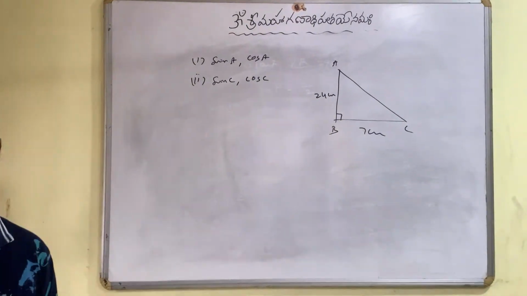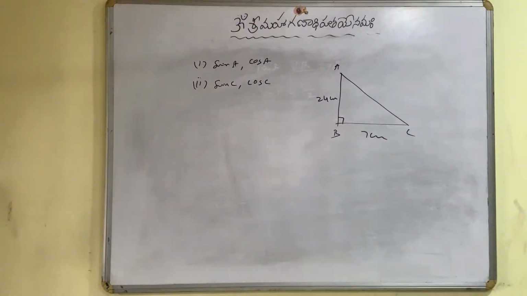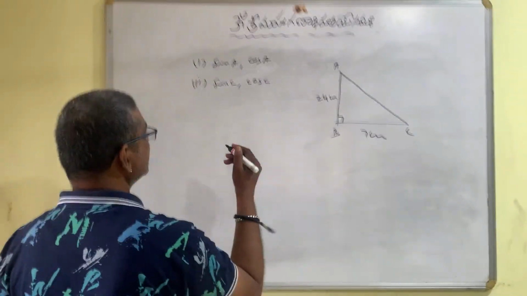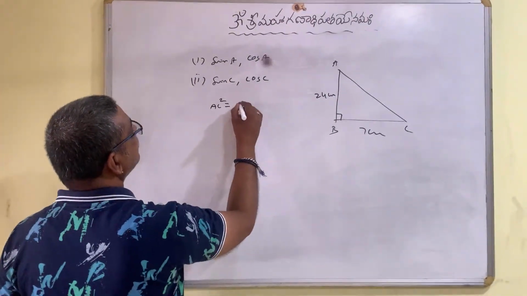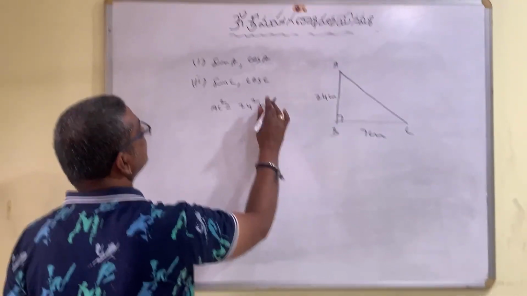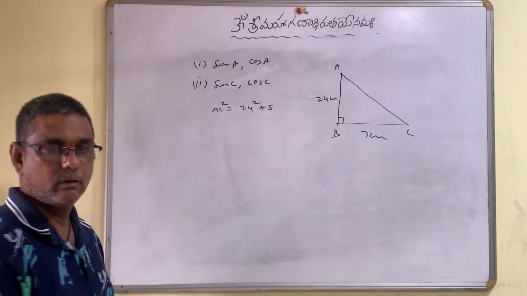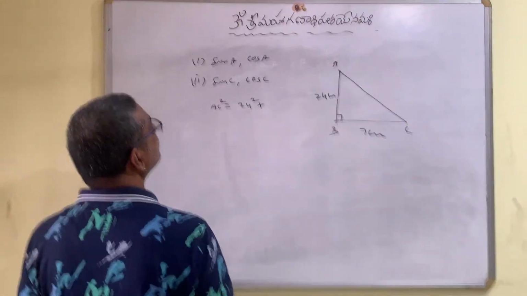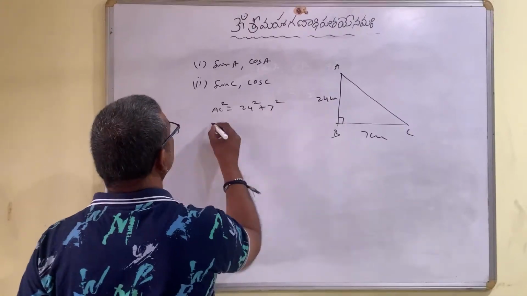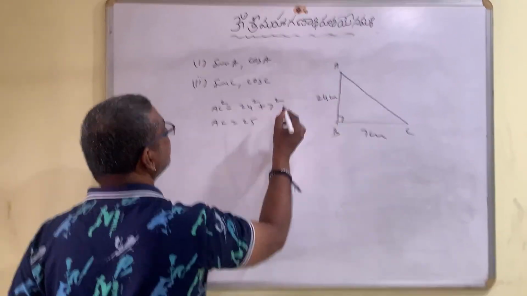Yes, first find out AC, children. Apply Pythagoras theorem. AC square is 24 square plus 7 square. So you will get AC 25.